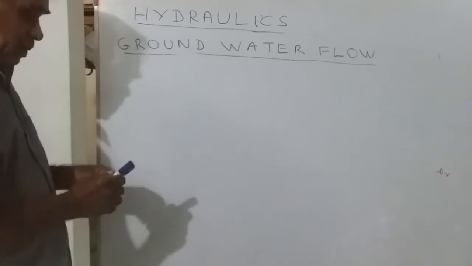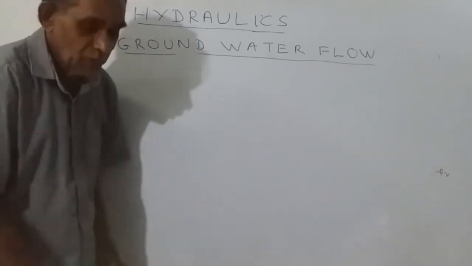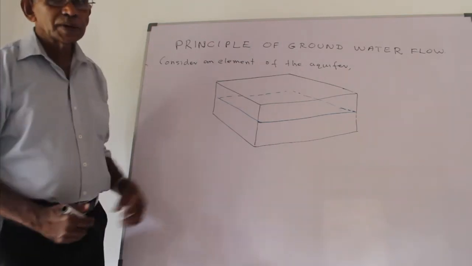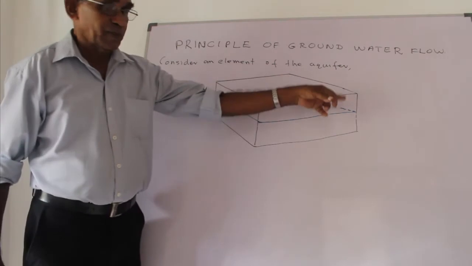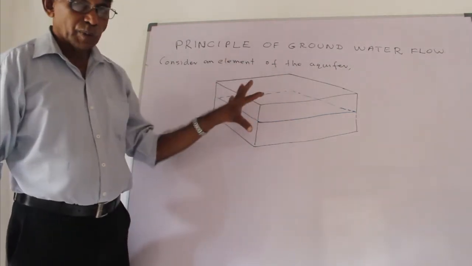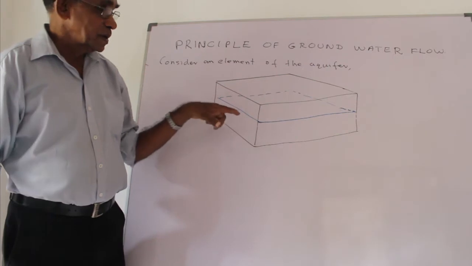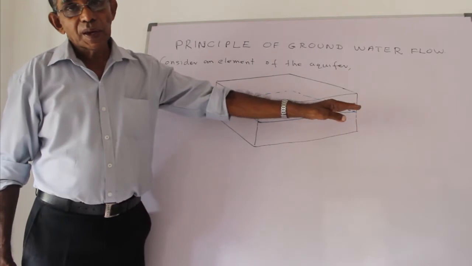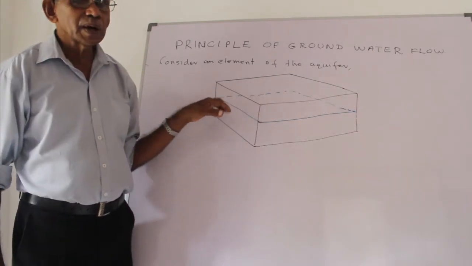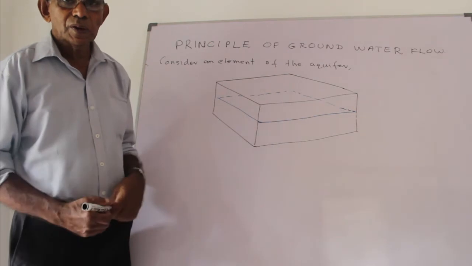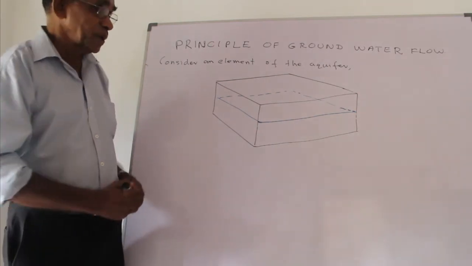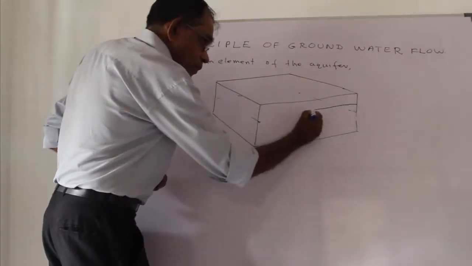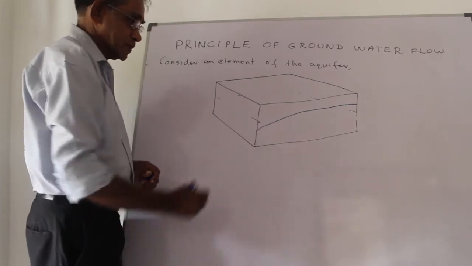Now we shall come to the basic principle of groundwater flow. You can consider an element of the aquifer like this first. This is a small element of the aquifer. In this, the blue color indicates the level of water. If the level of water is horizontal, it shows that there is no flow in the element. But if there is a flow in the element, this surface gets a shape like this.